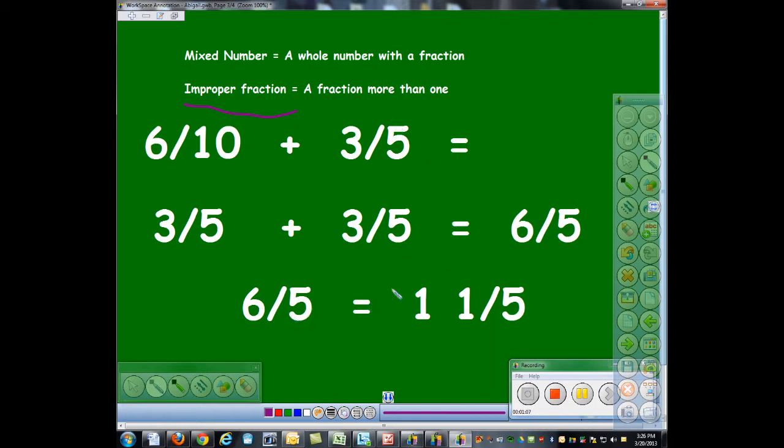So 6/5, it would actually be 5/5 is 1, and so we know that's where our 1 comes in. And then we also have 1/5, because if you subtract 5 from there, you get 1. And that's where our extra 1 over here comes in. So our answer is 1 and 1/5.